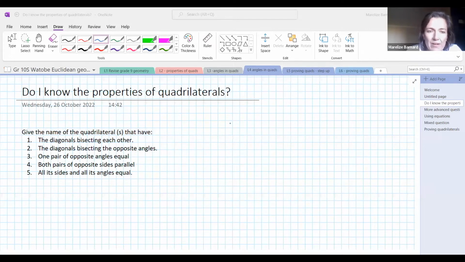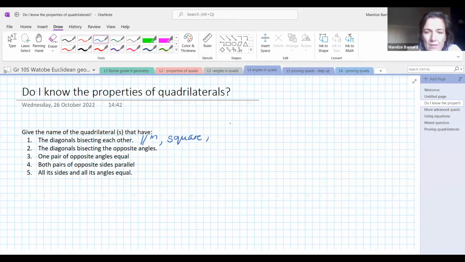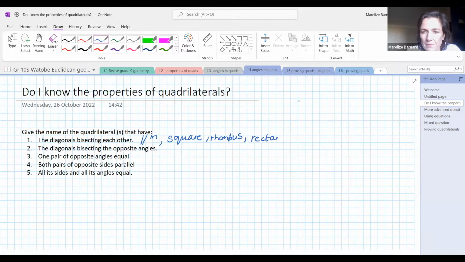So we've got the parallelogram, the square, the rhombus, and the rectangle. Excellent. Okay. Now, question 2, the diagonals bisecting the opposite angles.